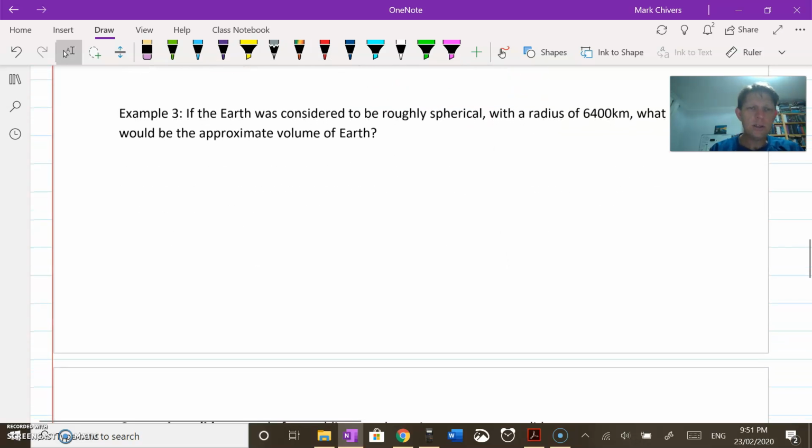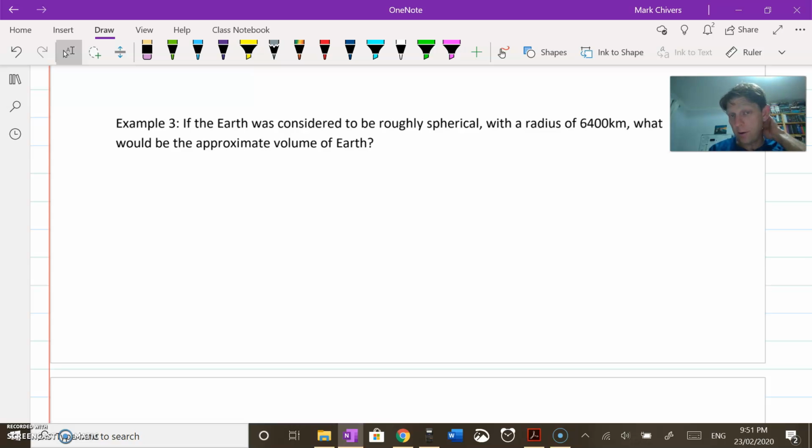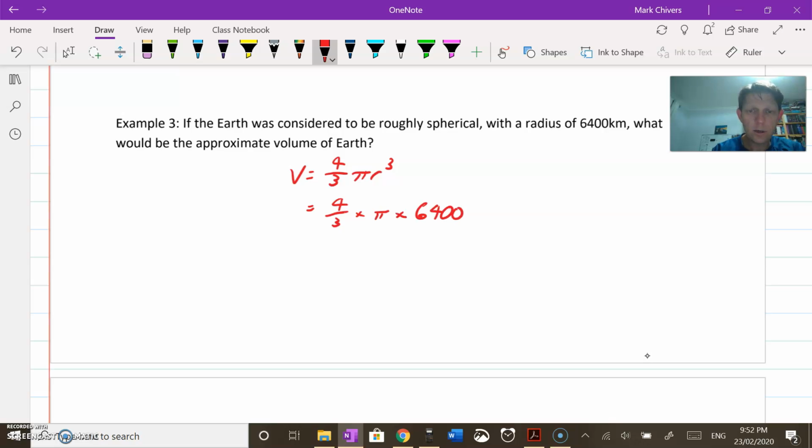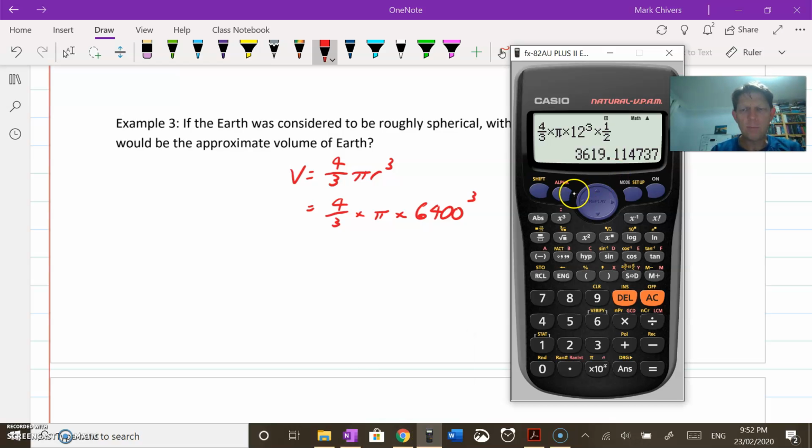So the next question is a rather simple one. It's just an applied question. If the Earth was considered roughly spherical with a radius of 6,400 kilometres, what would be the approximate volume of the Earth? So very simple, really. We just use that formula, 4/3 of pi r cubed. The only thing we need to know is that radius. So times pi times by the radius, which is 6,400 cubed. And we can put that into our calculator and it'll come up with a number that's quite big.